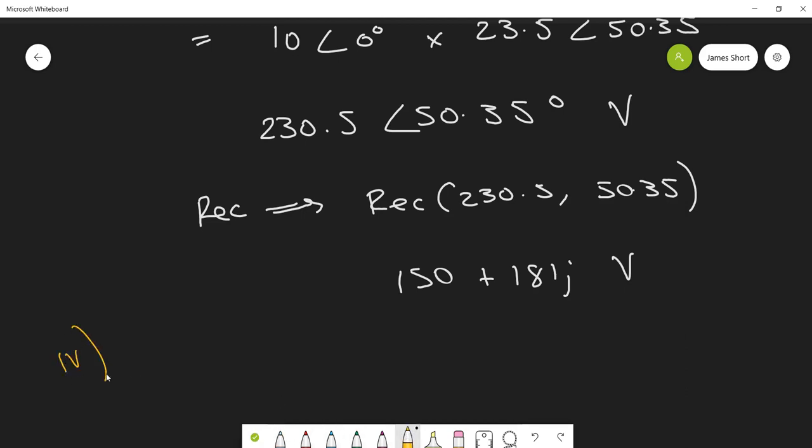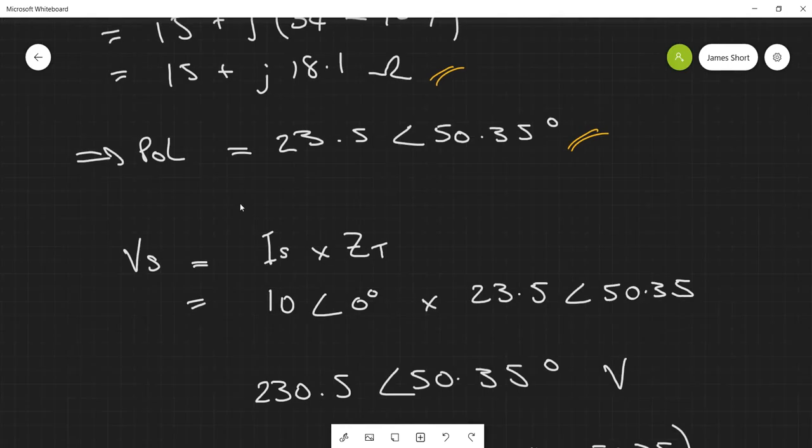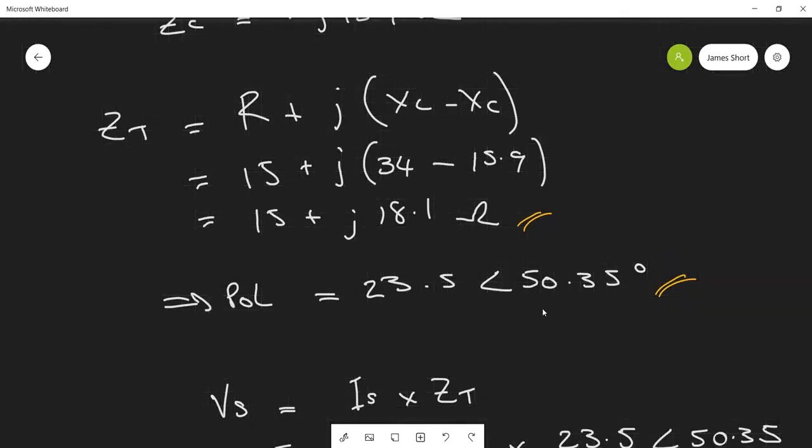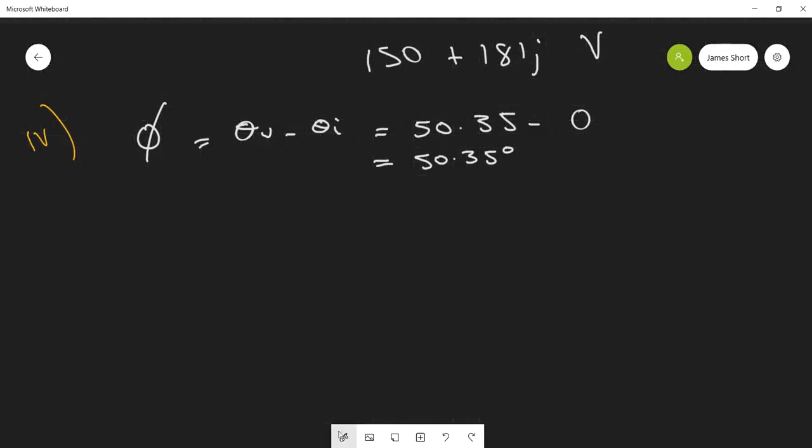So the next part, part 4, we're asked for the phase angle. Remember, that's the angle of the voltage minus the angle of the current. We've got the angle of the voltage 50.35 minus the angle of the current, which was 0, so we're left with 50.35 degrees. Of course, you could have just taken that from the overall impedance here, which is 50.35 degrees, if you've already calculated that.